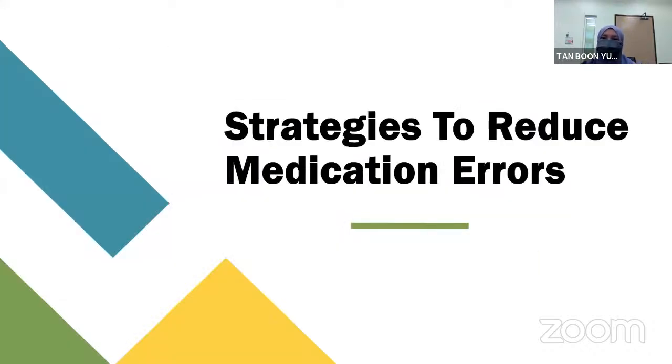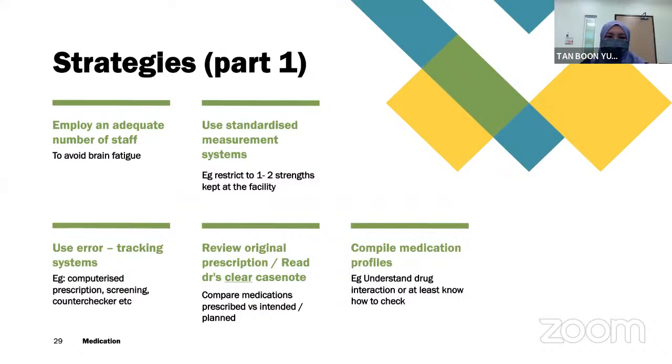Okay. The last one is strategies to reduce medication errors. What we should do to reduce the medication errors in our hospital. Okay, number one is to employ an adequate number of staff. This is very important. Lack of staff can lead to medication error, whereby you can cause a brain fatigue or as obvious as physical fatigue. Second one is use a standardized measurement system, whereby you restrict to 1 to 2 strengths of medication kept at the facility. For example, is atorvastatin 20 and 40 mg only kept in the facility. So you can reduce the strength and you can focus on the medication only.